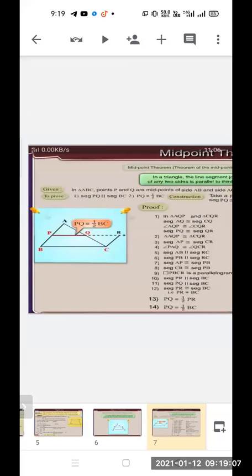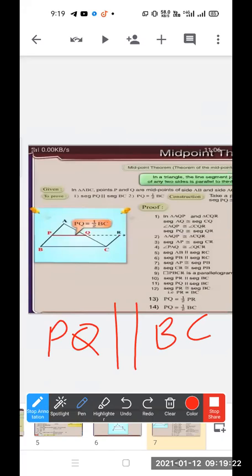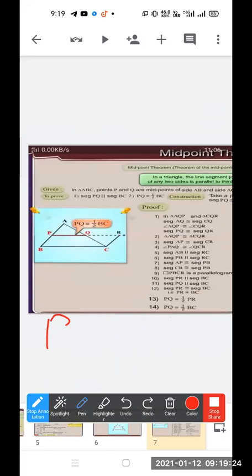What do you have to prove? Just now I told you. We have to prove that PQ is parallel to BC, and also we have to prove that PQ is half of BC.